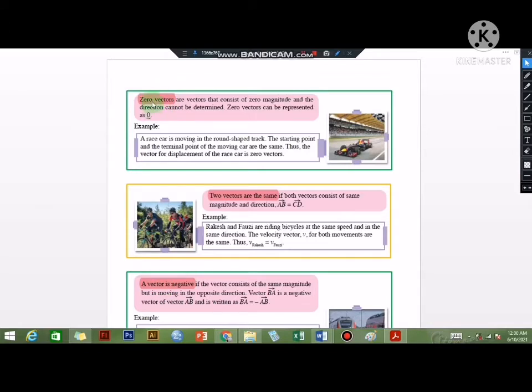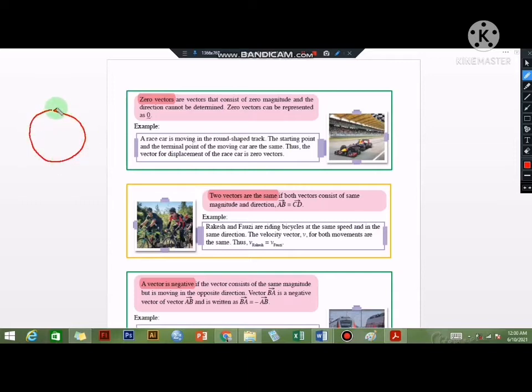Zero vector. Zero vectors are vectors that consist of zero magnitude and the direction cannot be determined. A zero vector can be represented like this. For example, a race car is moving in a round shaped track. Just imagine this is the track of a racing car.